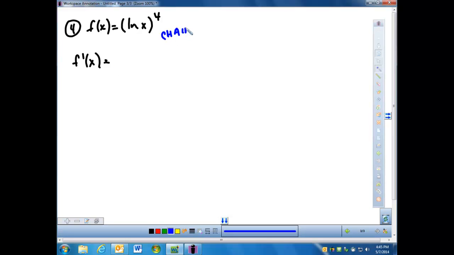So here I'm using the chain rule, like we've used it before. I'm going to treat that whole thing inside the parentheses like it's u. And so the derivative of that would be 4 times that whole entire thing to the third times the derivative of the inside part, which is just 1 over x. And I can write that a little bit differently and just write that as 4 natural log of x to the third, all over x.